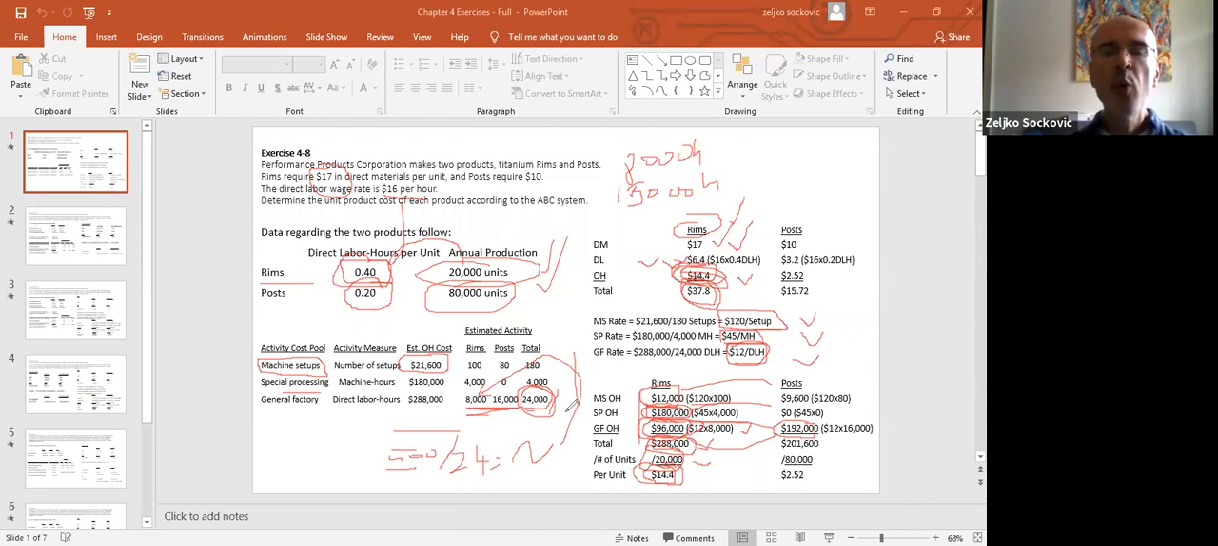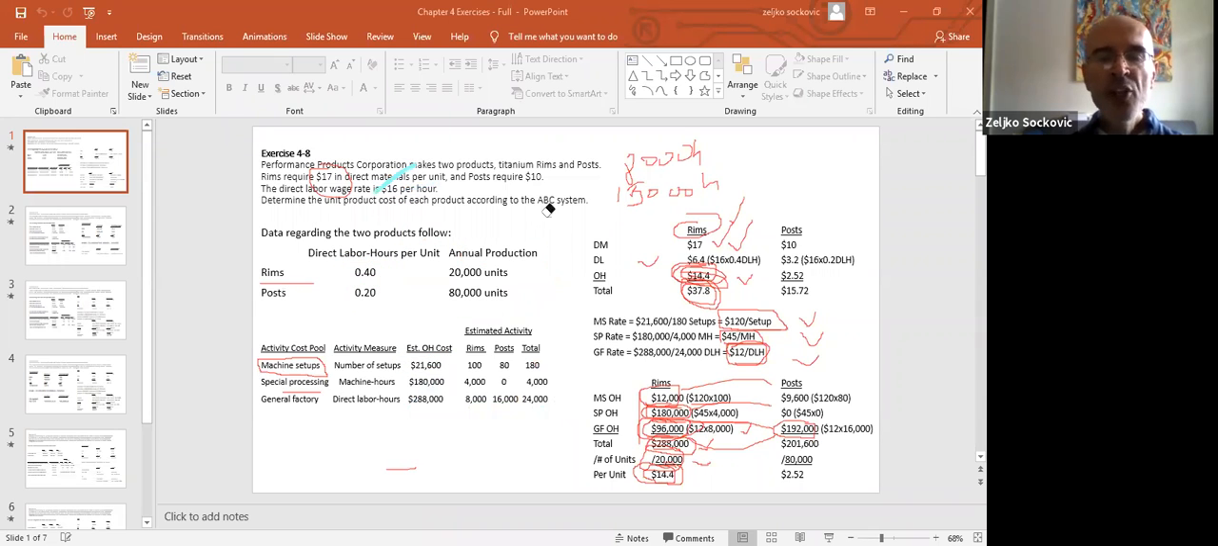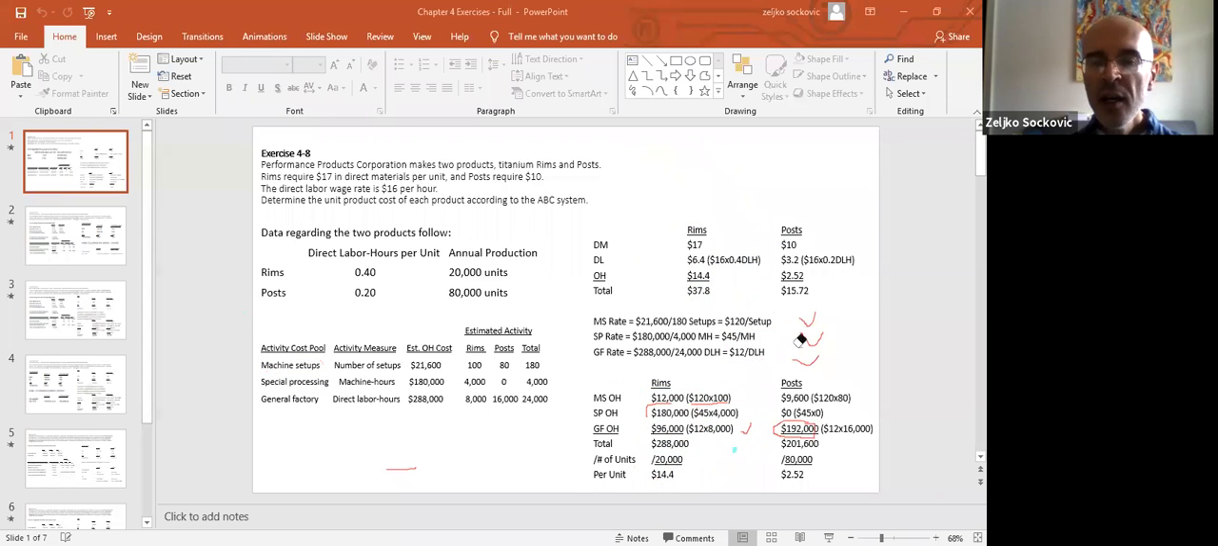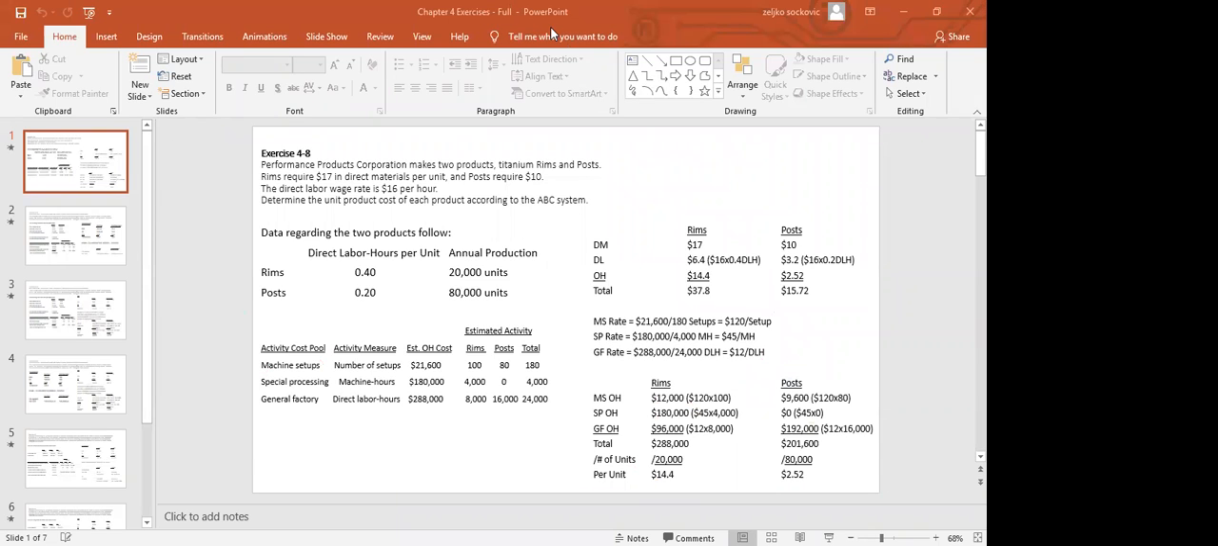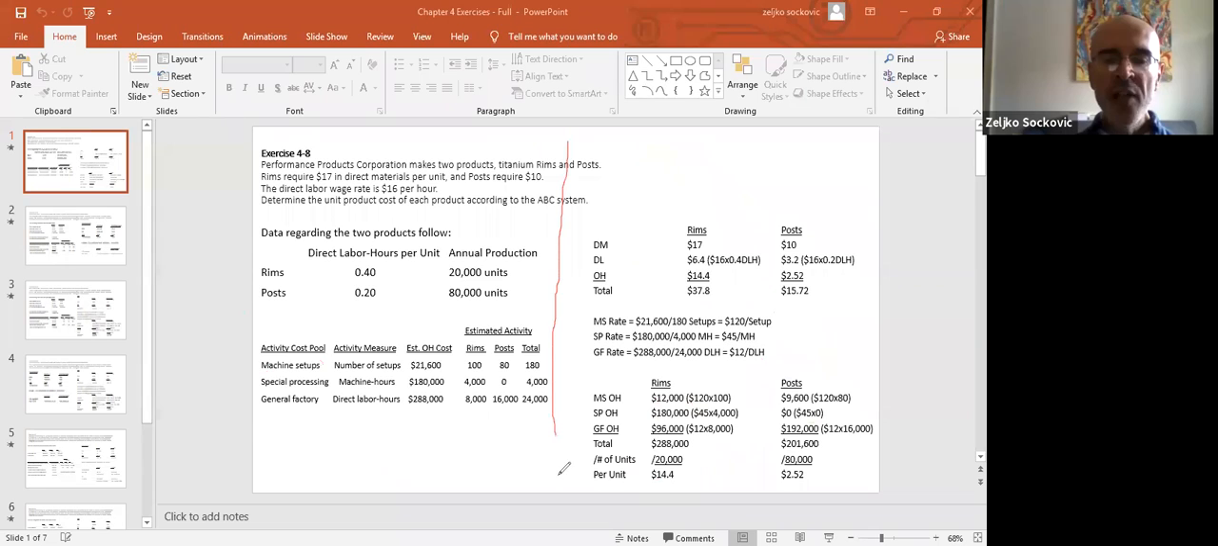if the simple question is just what's the POHR? What's the traditional POHR here? And you're given all of this information on the left side, but the question is very, very simple and basic. It's not even about ABC or anything. The question has nothing to do with ABC. The question is, what's the POHR under the traditional method or plant-wide overhead method, right?